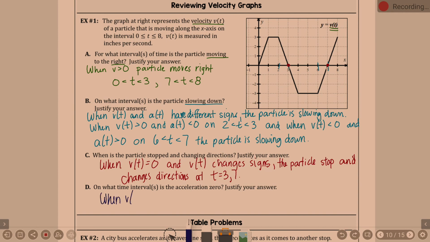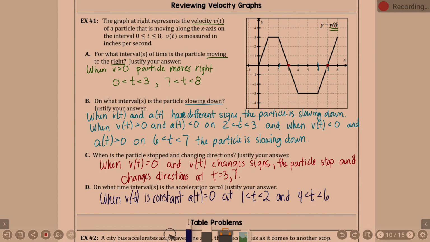I guess, to justify, you can't really say a of t equals 0 as a justification. It's when velocity is constant. a of t equals 0 at, what did you say? 1 to 2 and 4 to 6. Okay, so that's a graph for you.